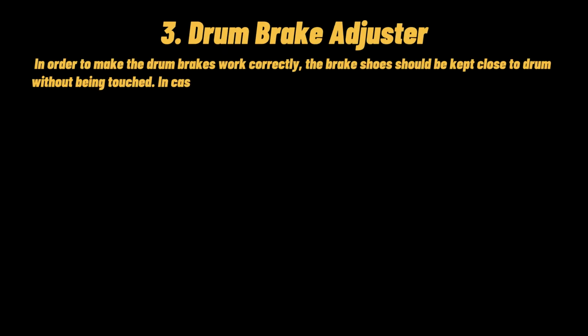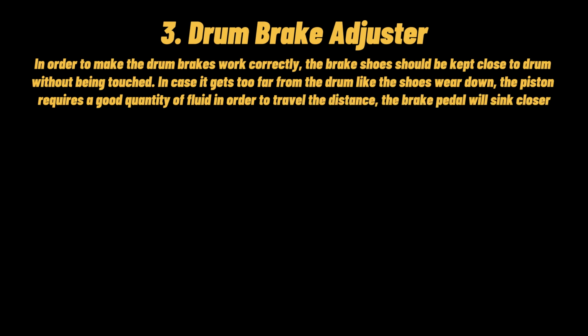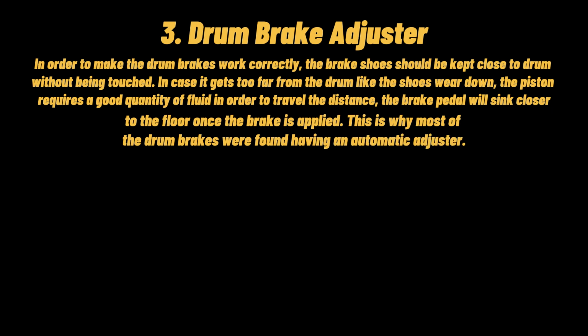3. Drum brake adjuster. In order to make the drum brakes work correctly, the brake shoes should be kept close to the drum without touching it. In case it gets too far from the drum, like when the shoes wear down, the piston requires a good quantity of fluid in order to travel the distance. The brake pedal will sink closer to the floor once the brake is applied. This is why most of the drum brakes were found having an automatic adjuster.